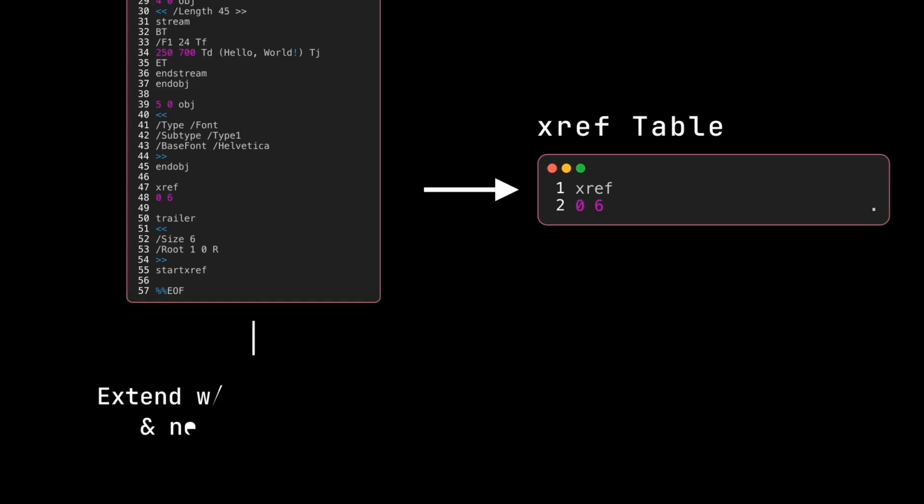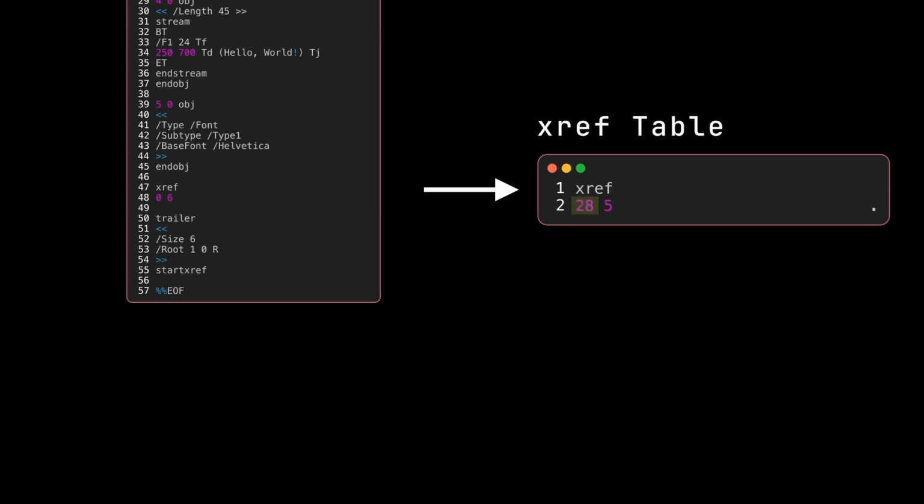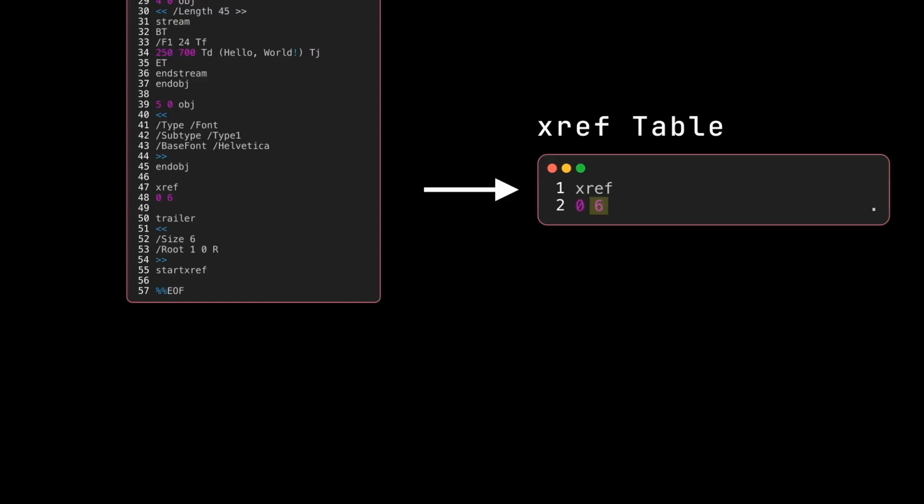By the way, you can update a PDF by simply adding more objects directly to the end. Let's say we have a subsection that starts from object 28 and is 5 objects long. The xref table would cover these objects. Total size is 5. For our PDF, this second number is 6, covering the initial 0th object the PDF wants us to have, and the 5 objects in the actual PDF.